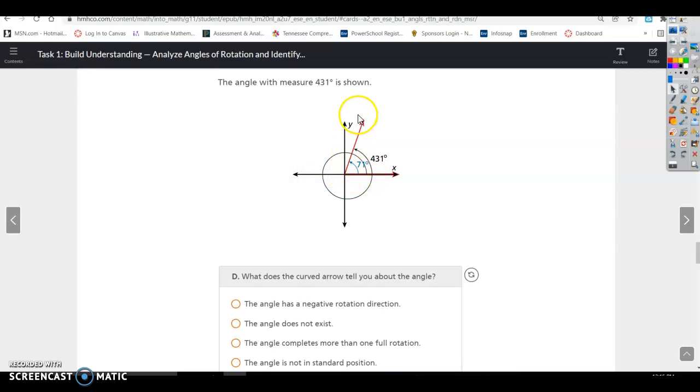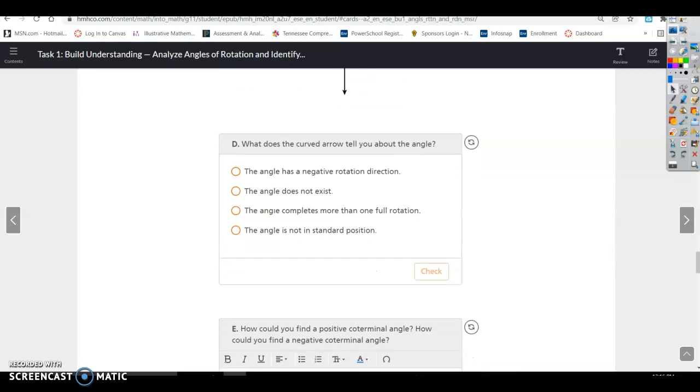Okay, so you can see that this is just an estimate of where that would be. You should know which quadrant at least it's in, and you should be able to find approximately where that would be. And you could just say how much further past 360 is 431, and that tells you that it's closer to the y-axis than it is the x. So that angle is 431 degrees.